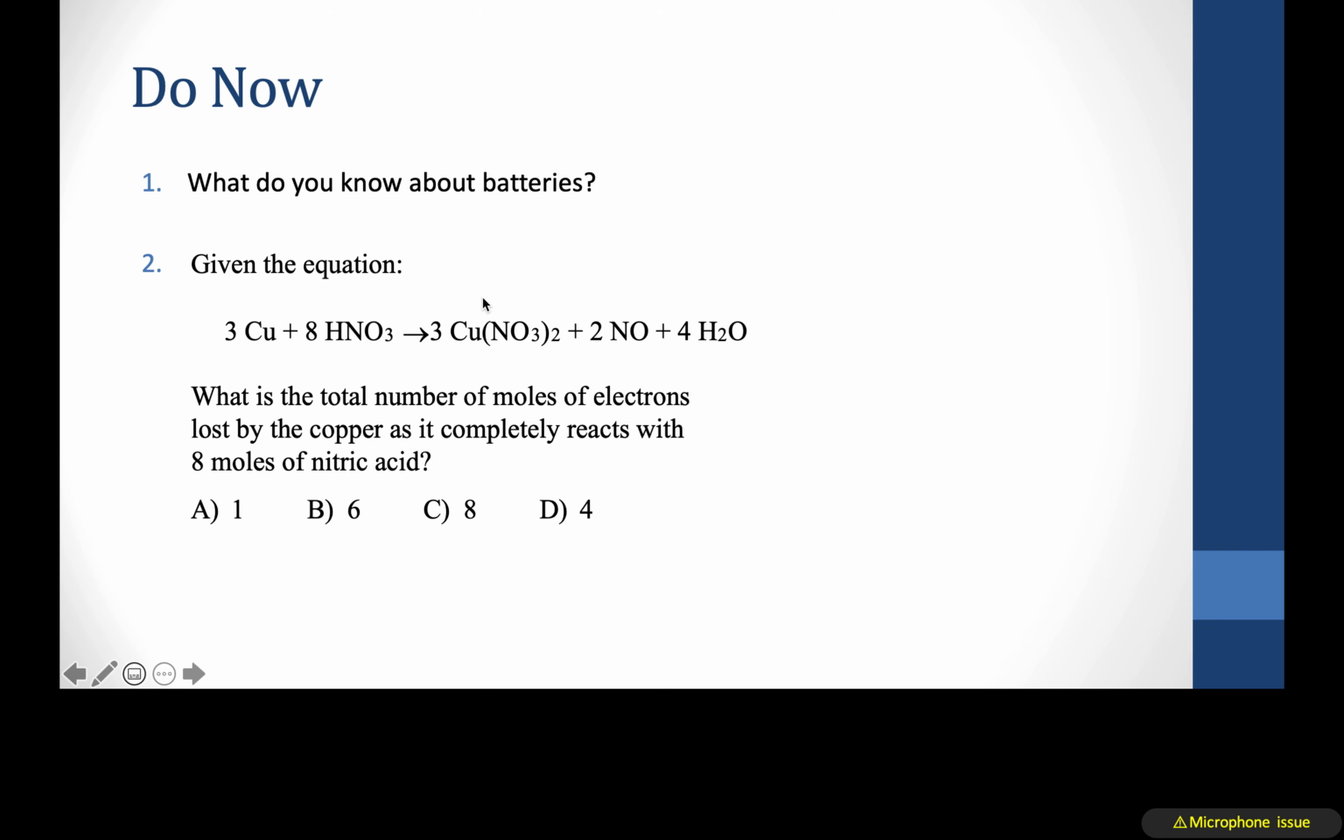So here's a little do now. Go ahead, pause, try this out. So what do you know about batteries? Well, probably what most people know: they power electronics. Maybe you said they hold charge, or they have energy, or they store energy.